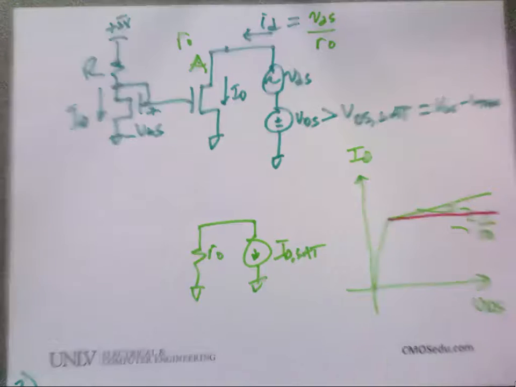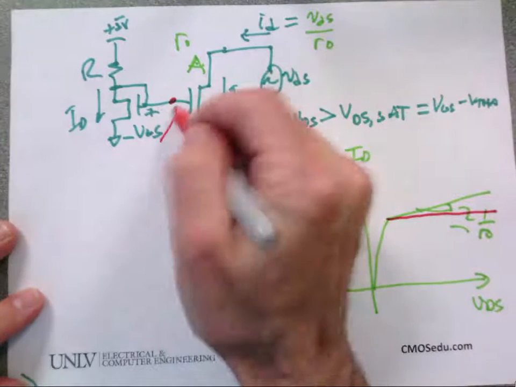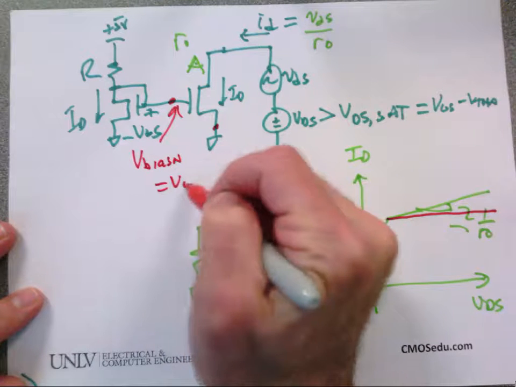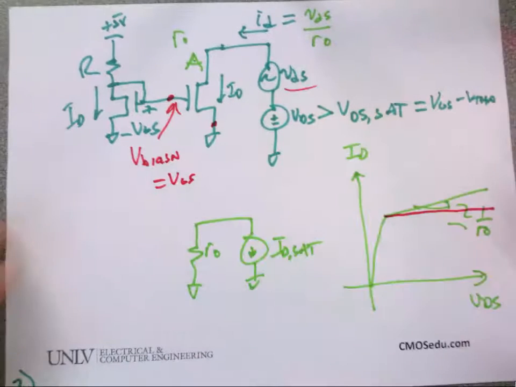So here's what we're going to do. Well, first off, is this voltage here, this is my reference. Let's call this voltage V bias N. And we know that's equal to VGS. How does this voltage change with changes in VDS? Now, what am I the king of?